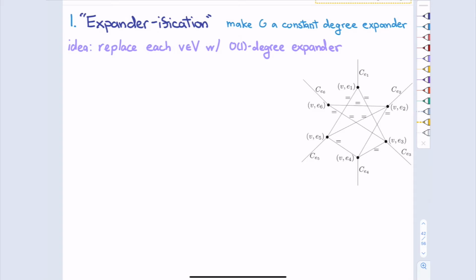Okay, so the first step is how to take a graph G and turn it into a constant degree expander. So the primary issue is the vertices are very high degree.